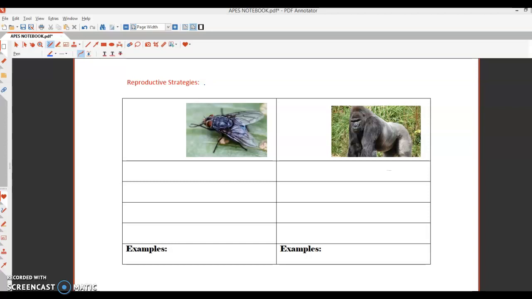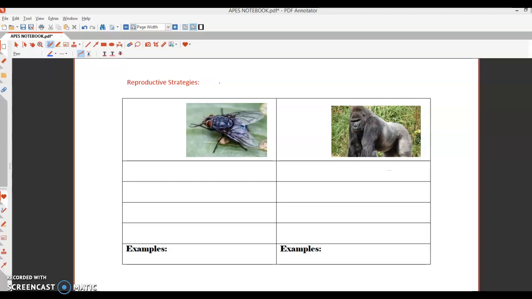And so what we're going to look at now are what we call reproductive strategies. And this does not mean is this sexual or asexual. It just means basically how many births each organism has and the amount of parental care that is given to those organisms.